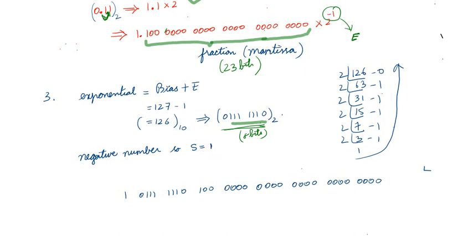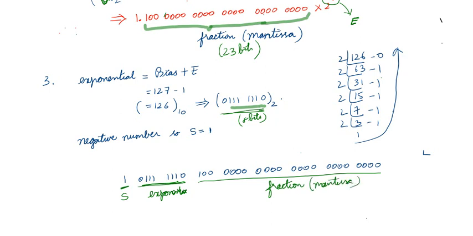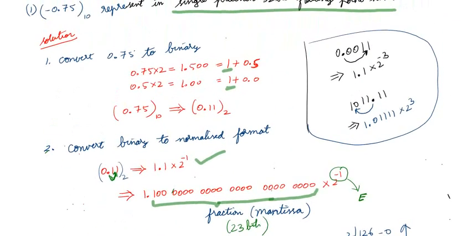So I can fit everything. So this is my sign bit. This 8 bit is my exponential. This 23 bits is my fraction or mantissa, I can say. Okay, so this is the 23 bits, 8 bit, 1 bit, totally 32 bits. This is the single precision floating point representation of the given number, which is minus 0.75.